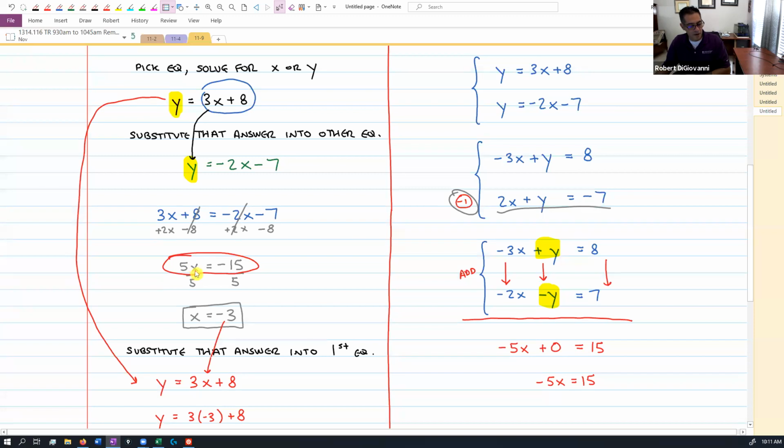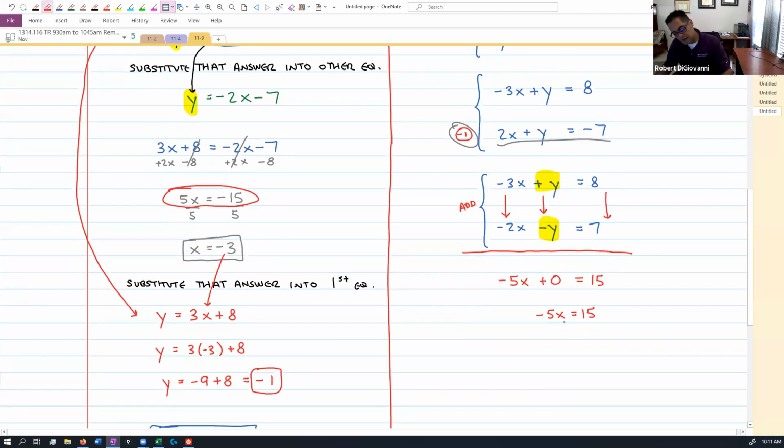So what I can do now is divide both sides by -5. Oh, sorry, it was close. It had the negative on the other side, but I'm going to divide by -5 here. And I get x is equal to -3. Same solution.